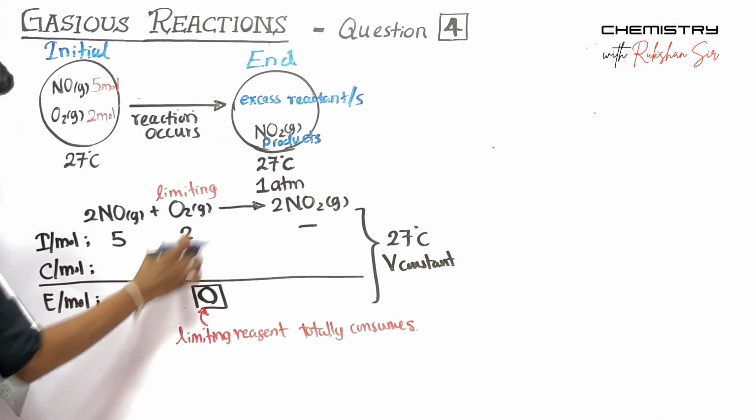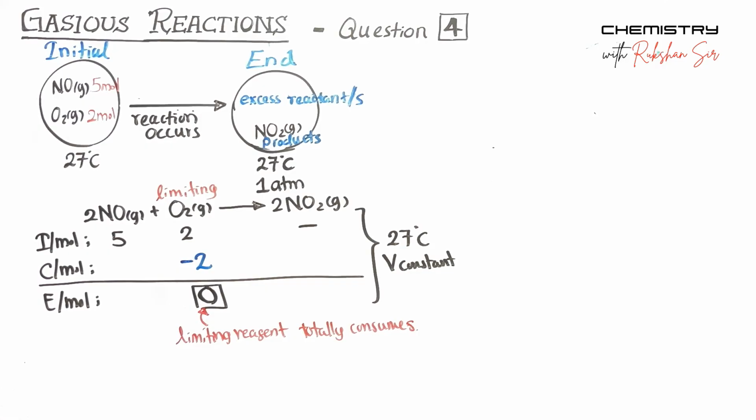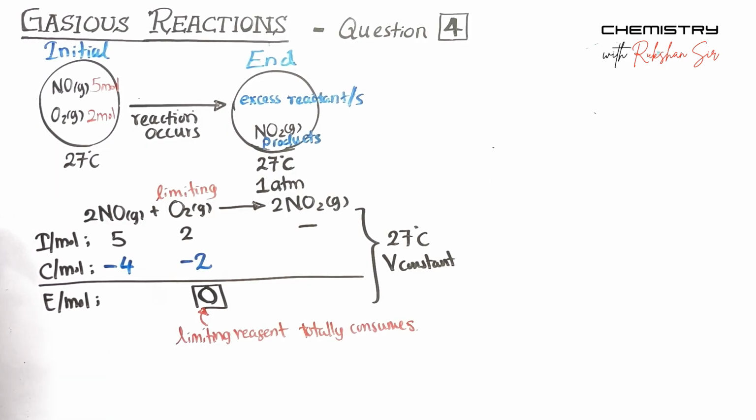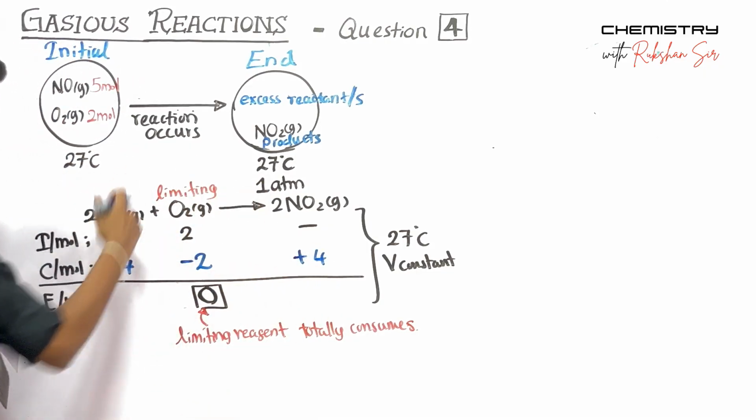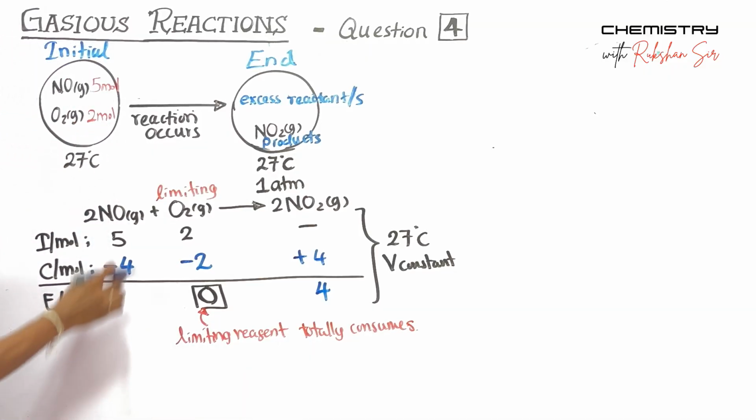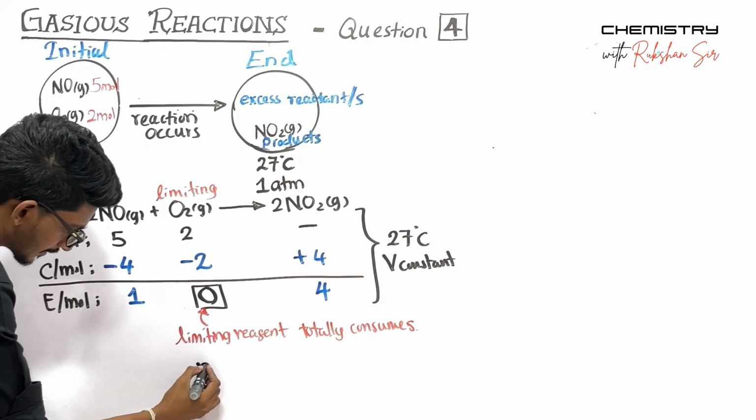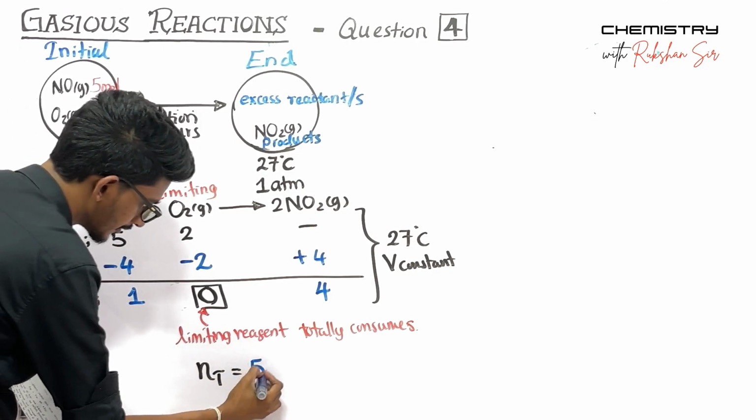So starting with 2 moles, ending with nothing. That means 2 moles have been reacted. So the change is in the ratio of the stoichiometry. 2 moles reacted means 2 times should react of this one, so that is 4 moles reacted, and this is going to be the same number. Plus 4, 1-to-1 ratio. So started with nothing, 4 moles produced. So ending with 4, starting with 5, and 4 moles reacted, so ending with 1. So your N total is going to be the summation of these three. That means the total number of moles at the end is going to be 5 moles.